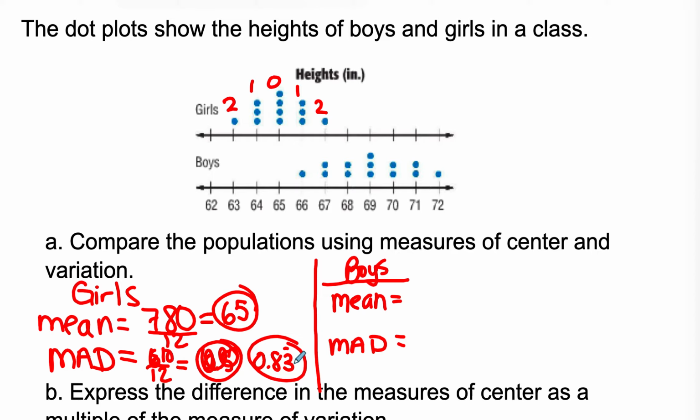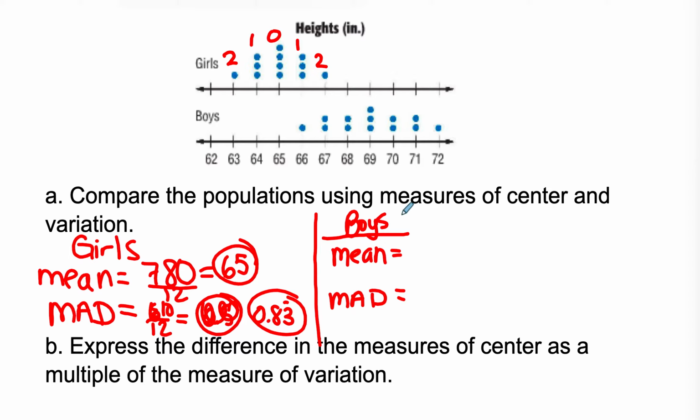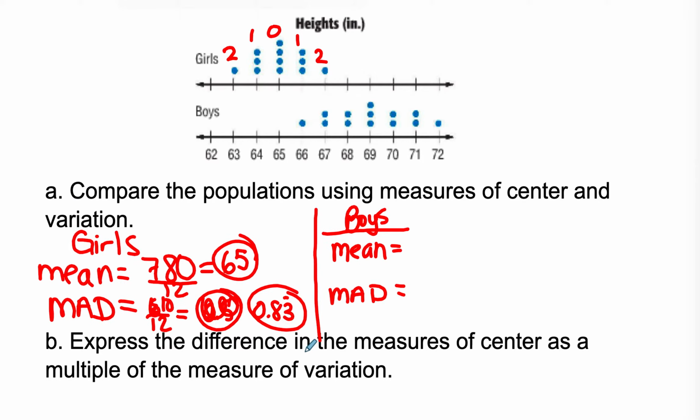Okay, take a minute, go ahead and pause the video, and finish this problem for the parts that we haven't done. You'll need to do the mean and the MAD for the boys. You'll need to write a sentence to compare the populations, and then express the difference in the measures of center as a multiple of the measure of variation. Remember, difference means subtract. Subtract your measures of center, that's your mean. And then the multiple of means we're going to be dividing by the MAD. Go ahead and pause your video now and try this problem.